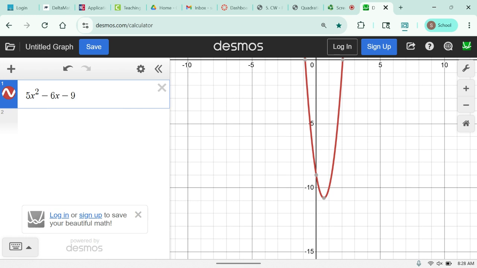All right. So what did you get for the y-intercept? Jared, what'd you get for the y-intercept? Good. So if you click on where it hits the y-axis, you get 0, -9.